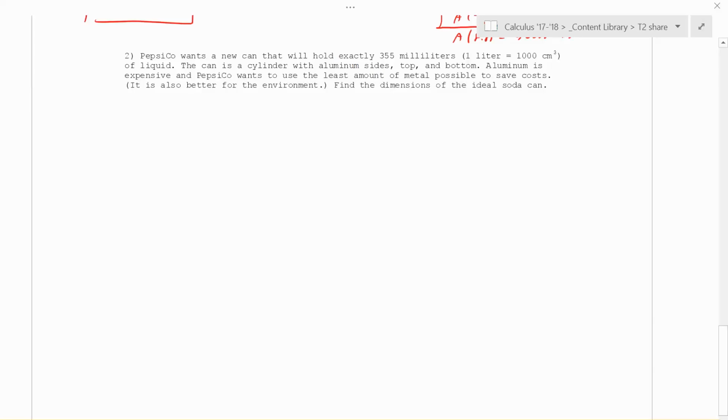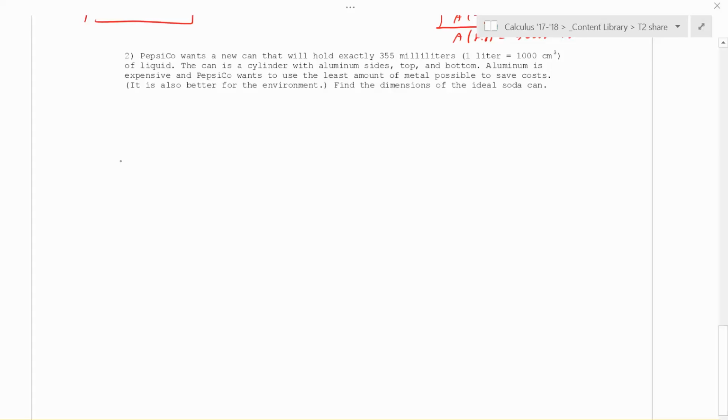PepsiCo wants a new can that will hold exactly 355 milliliters of liquid. The can is a cylinder with aluminum sides, top and bottom. Aluminum is expensive, and PepsiCo wants to use the least amount of metal possible to save costs. It is also better for the environment. Find the dimensions of the ideal soda can.